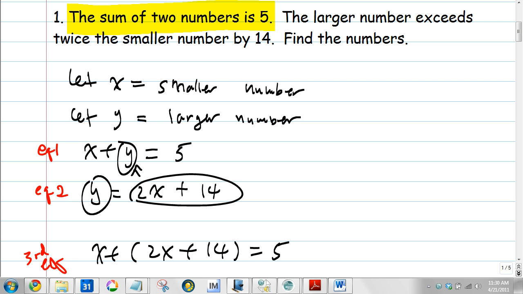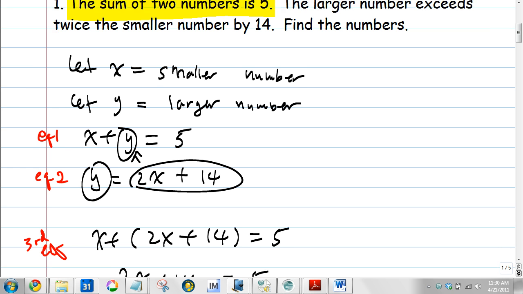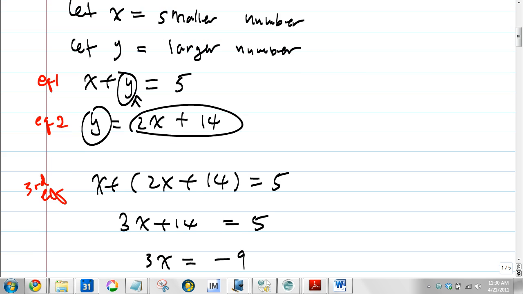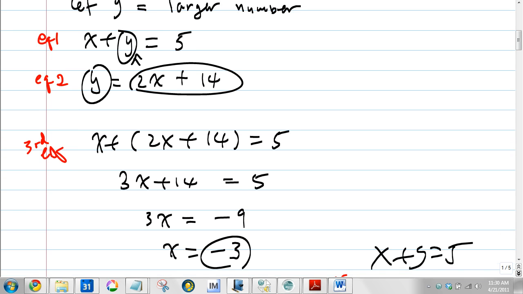So first, of course, who thinks they have the answer? Okay, Scott, what'd you get? -3, 8. You got -3 and 8. So what did you get as your x? The smaller number. x equals -3. Good. So that's what I got here. 3x plus 14 equals 5. Subtract 14, you get 3x equals -9, and of course x is -3.